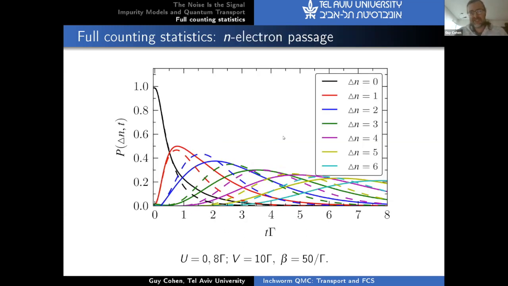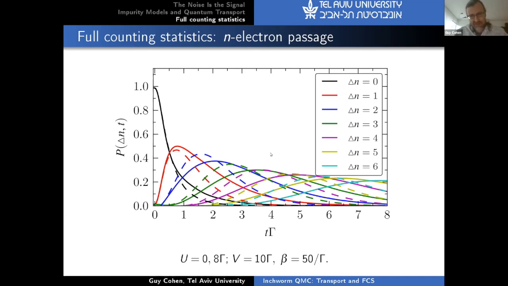So that was P0. You can also look at P1, 2, 3, and so on. This is the time-dependent probability that the number of electrons in the left lead has changed by one or two or three and so on. Here I'm applying a voltage, so it's not going to become negative; there's almost no backflow. I'm showing non-interacting results in dashed lines and interacting results in solid lines. What you can see is that the interacting result is always a little bit after the non-interacting result.